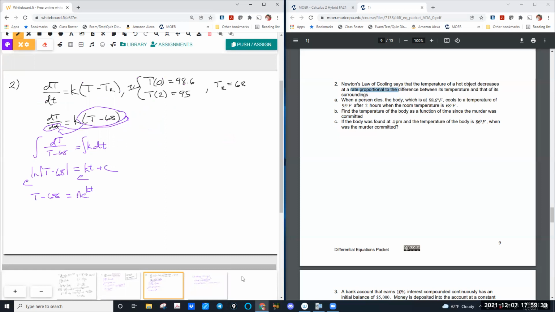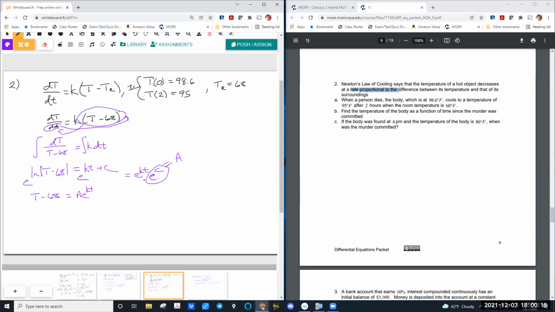Okay. So everybody okay up to here? The T minus 68 equals A e to the kt? I guess I'm just wondering where the A came from. Sure. So right here, this is similar to the last one. Properties of exponents allow us to say, okay, well, that's e to the kt times e to the c. Well, c is a constant, e is a constant, so e to the c is a constant. So I'm just absorbing that into another constant and calling it A. Okay, that makes sense.